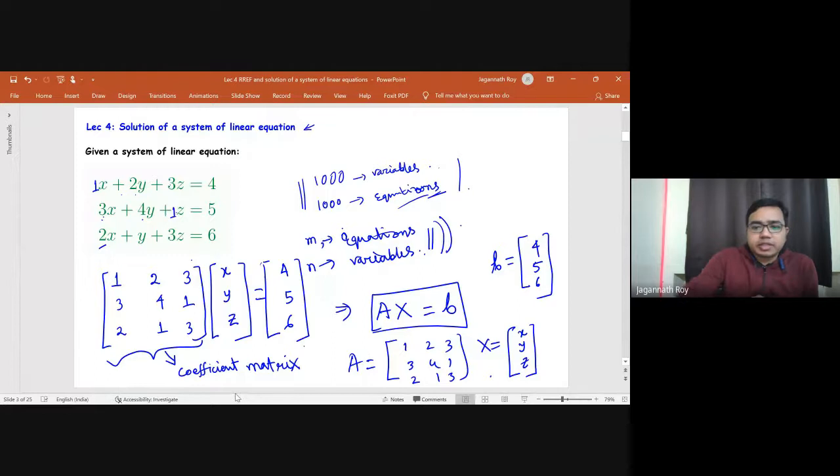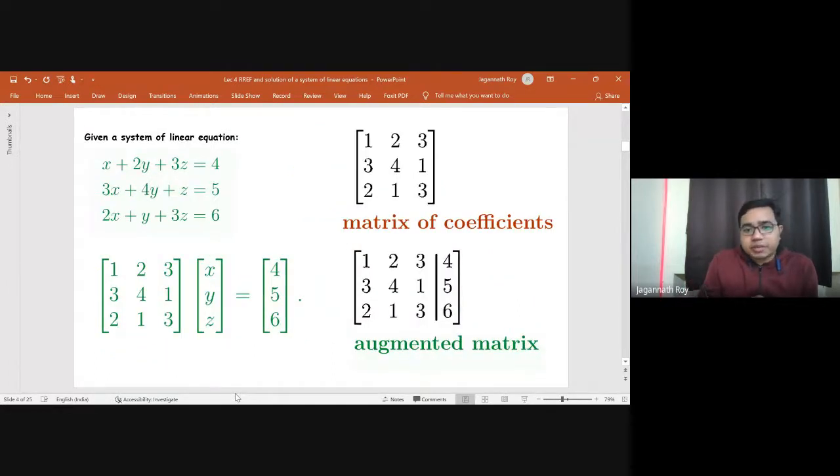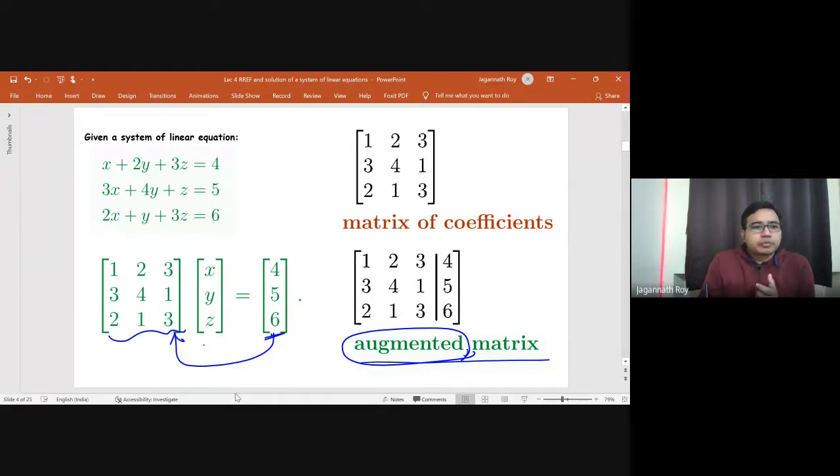Now there is another concept called the augmented matrix. For the augmented matrix, what we will do is include the right hand side vector in this matrix and increase the size of the matrix. Augmented means increasing the size of the quantity, whatever the quantity is given. Here the quantity is a matrix. So it is 3 by 3 and we are increasing its size.